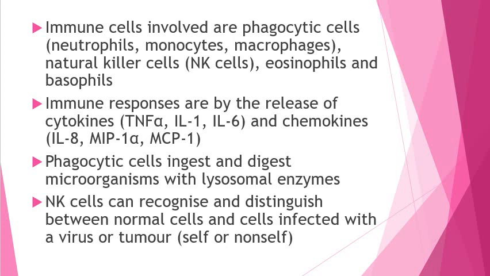So what do phagocytic cells do? They ingest and digest microorganisms with lysosomal enzymes, which are already present in the cells. And natural killer cells can recognize and distinguish between normal cells and cells infected with a virus or tumor, that is self or non-self.